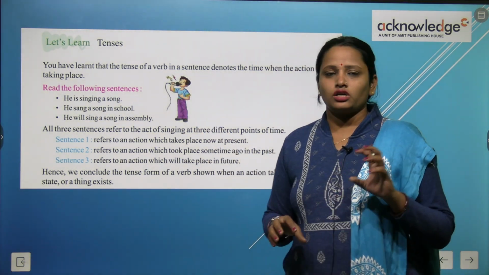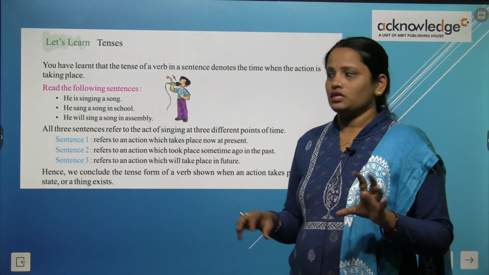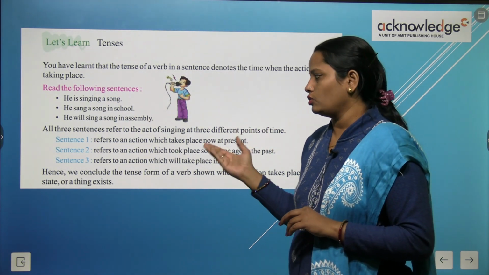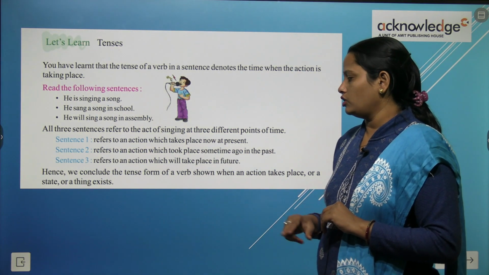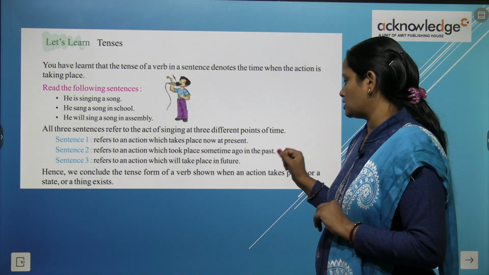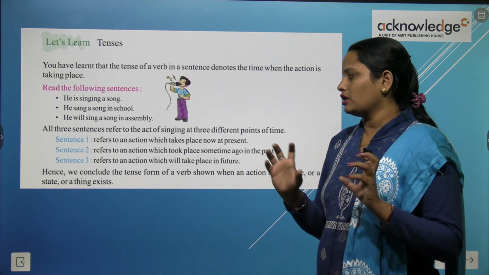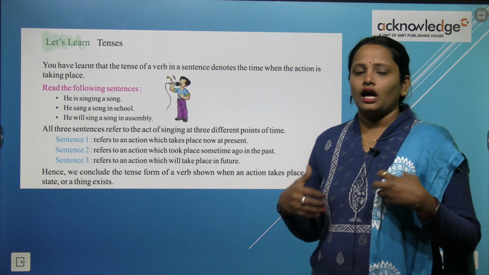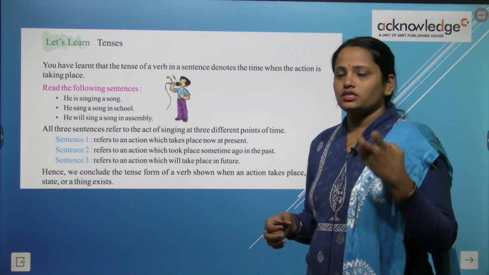So here we are talking about the 3 types of sentences कि कौन से part of time की यहाँ पे बात हो रही है. Hence we conclude the tense form of the verb shows where an action takes place or a state or a thing exists. So यहाँ पे हम conclude कर सकते हैं कि जो tense है वो क्या बताता है, वो बताता है कि एक्शन जो है कहाँ पे हो रहा है या फिर किस टाइम पे हो रहा है.